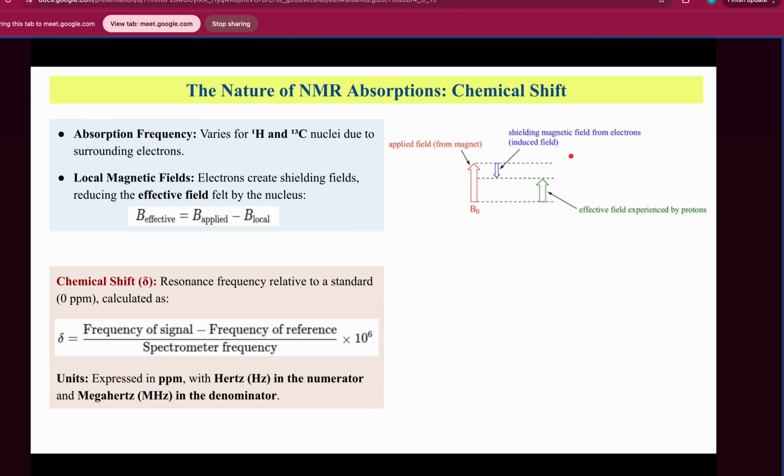With this, the concept of chemical shift comes into the picture. The resonance frequency relative to a standard is known as chemical shift, that is, the frequency with respect to a standard. This chemical shift is represented by delta, which equals the frequency of the signal minus the frequency of the reference, divided by the spectrometer frequency, times 10 raised to power 6. In this case, both the numerator and denominator are frequencies, in hertz, so they cancel out each other, and we get only 10 raised to power 6, which is also represented as parts per million. That's why the unit of chemical shift is parts per million.